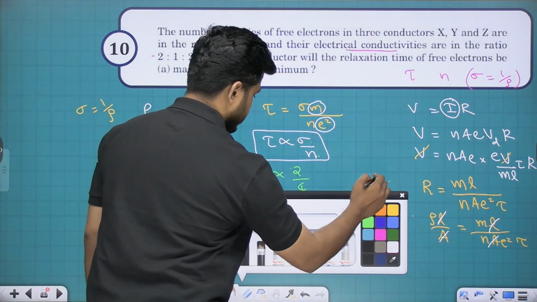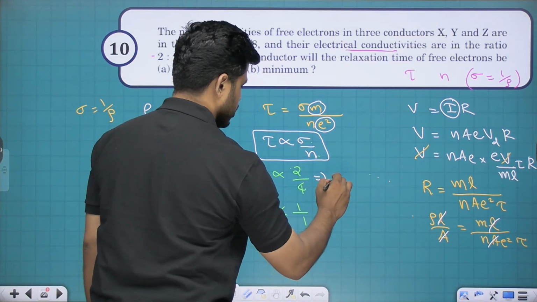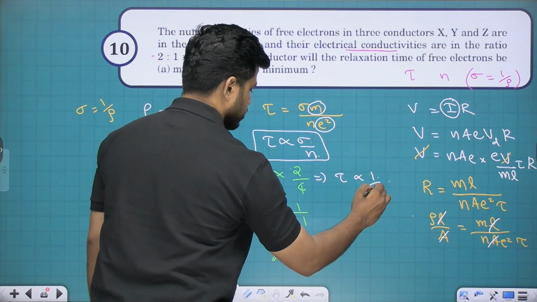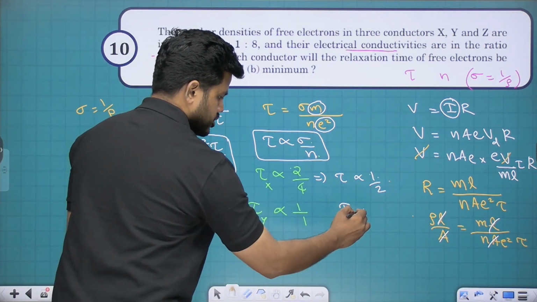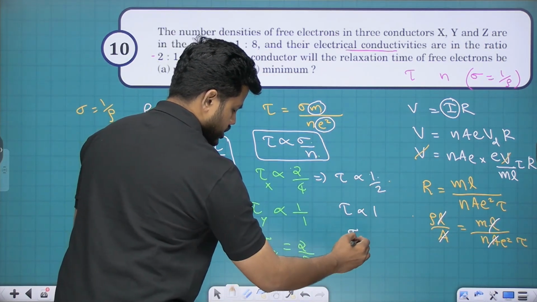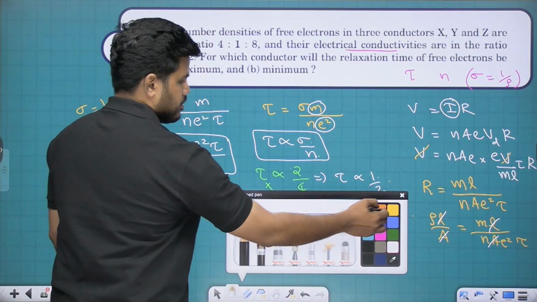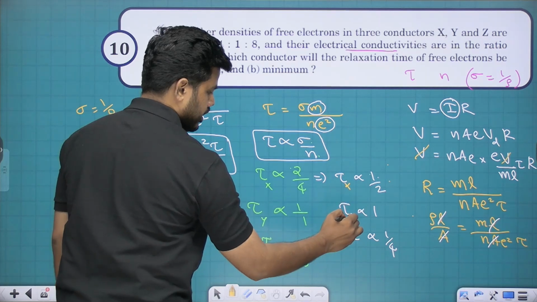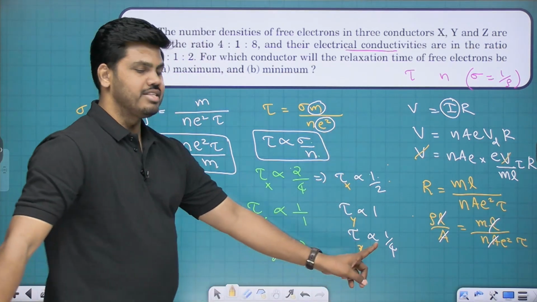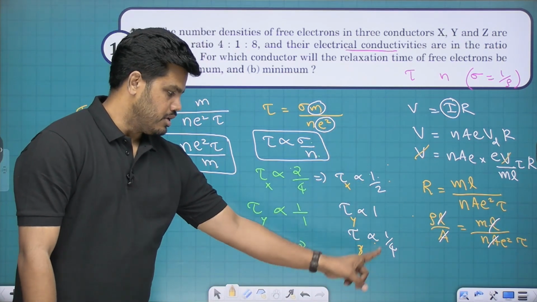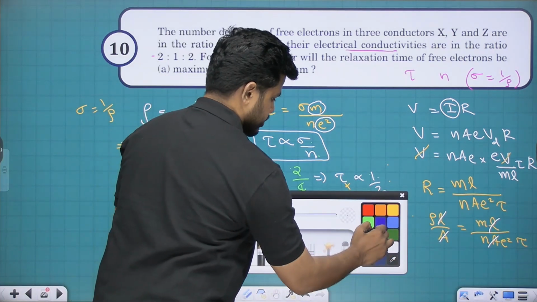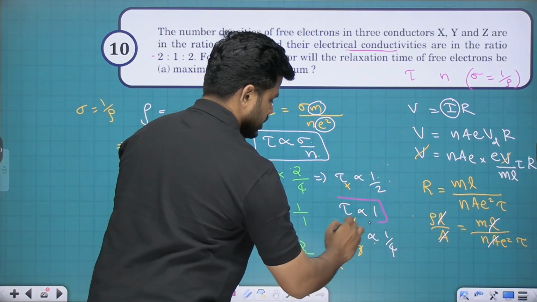So tau of Z is proportional to 1 by 4, tau of X to 1 by 2, and tau of Y to 1. Which is the maximum? Maximum is for Y and minimum is for Z. So these are the two options we have to find for maximum and minimum.